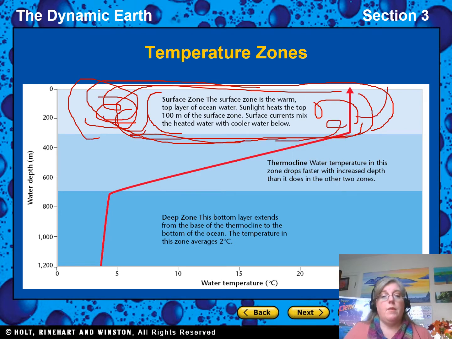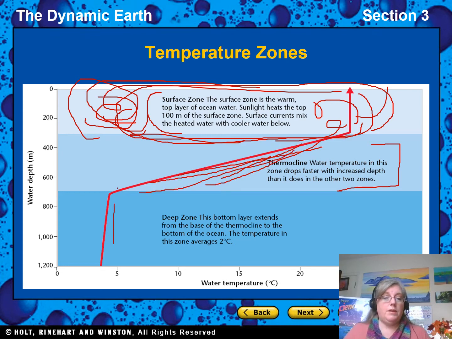Now when you get down here, this is about 300 to 700 meters. In this zone, the temperature drops much faster when you go further down. And the deep zone here extends from the base of the thermocline down to the bottom of the ocean, and it averages about 2 degrees Celsius, which is between 31 and 32 degrees Fahrenheit.